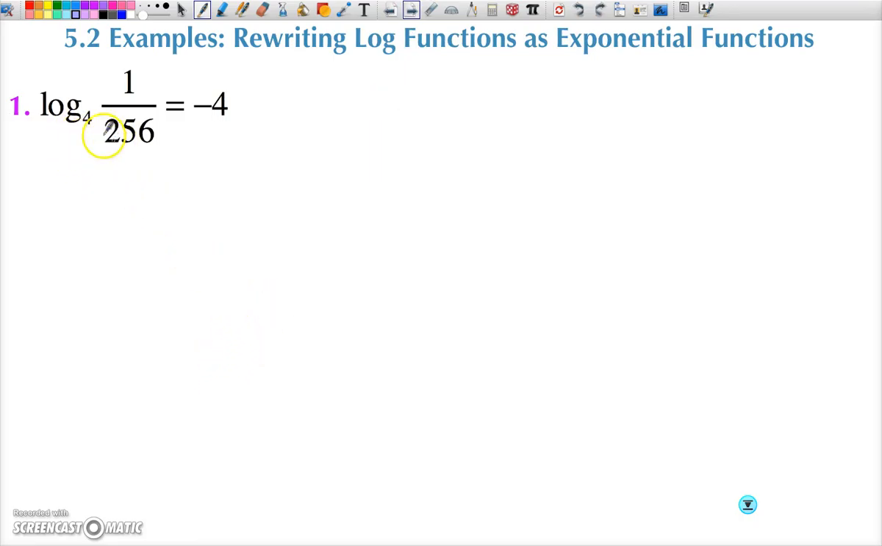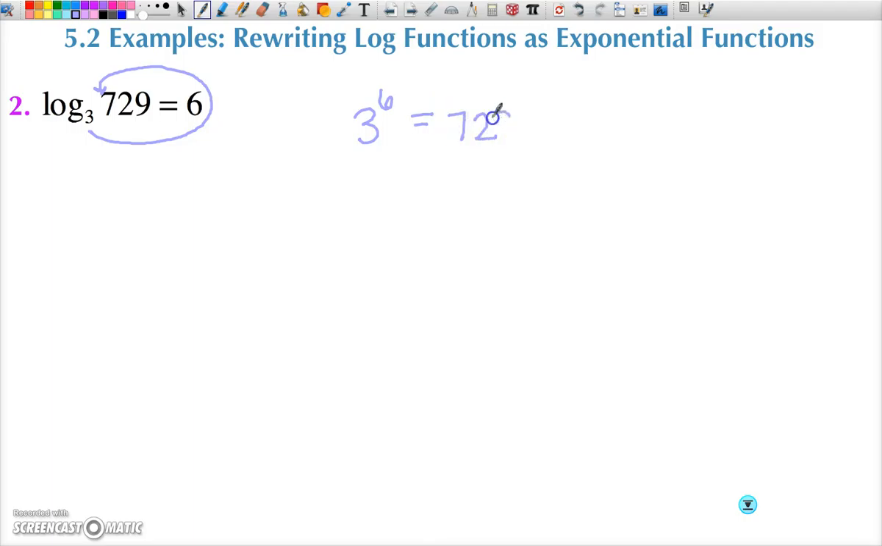And now going from log to exponential. So now starting at your base, hook around to your other number, and then end at this number here. So again, it's a fishhook. So 4 raised to the -4th power equals 1/256. And that would be your exponential form of this log function. So again, start at 3, hook around the 6, and stop at the 729. So 3 to the 6th power equals 729.